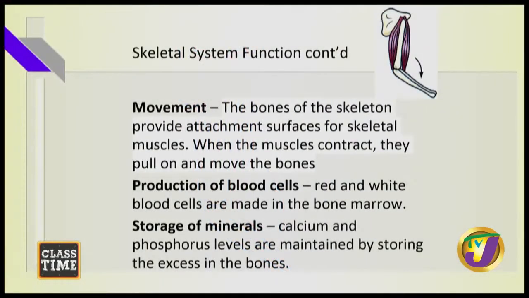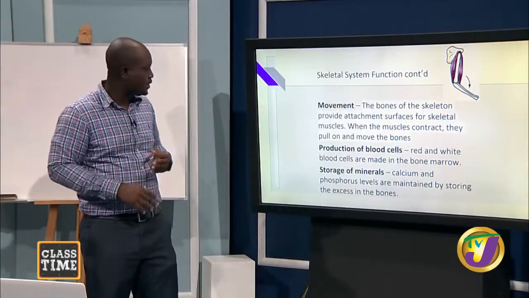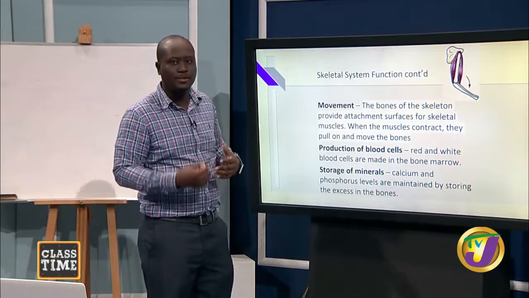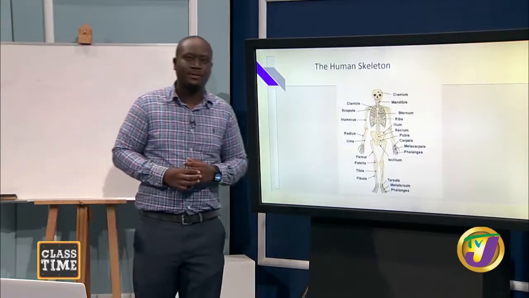Movement is also one of the functions of the human skeleton. Without the skeleton, we could not move. And movement is brought about when muscles contract and pull on the bones within our skeleton. Blood cells are also produced in the bone marrow of our skeleton. And it is also a storage for minerals like calcium and phosphorus. So the human skeleton: movement, support, protection, production of blood cells, and the storage of minerals. So you can see that our skeleton has a lot of functions.